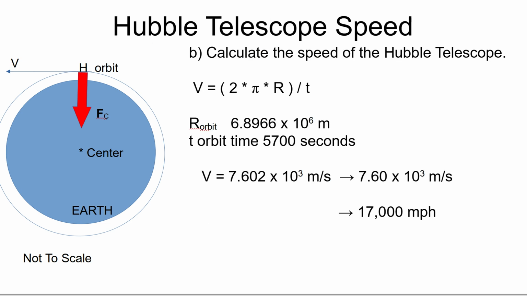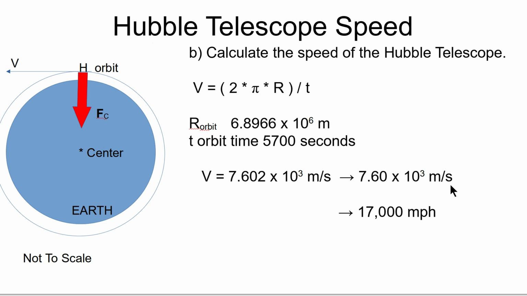Well, what about the speed? Well, for speed, we need distance divided by time. So the circumference of the circle would be our distance, 2πr, and divided by the time. We found in the previous slide the radius of the orbit, so I keep that and put in the time of 5,700 seconds. If you again pause the video and pull out your calculator, I came up with a speed of 7.6 times 10 to the 3rd meters per second. And I could round that off to 3 places, 7.60 times 10 to the 3rd.